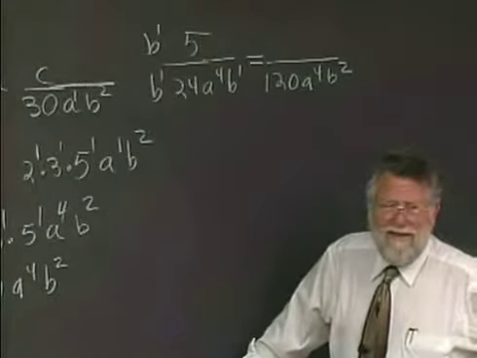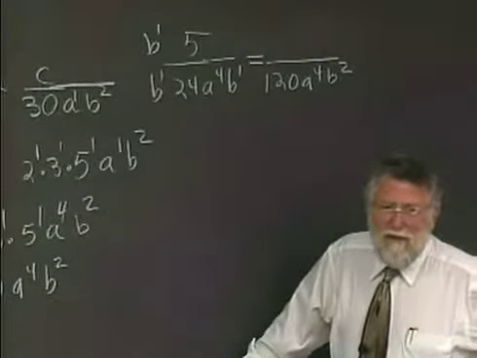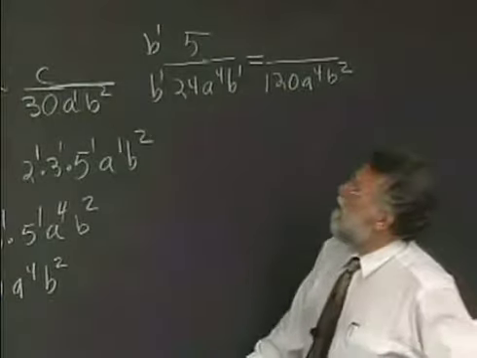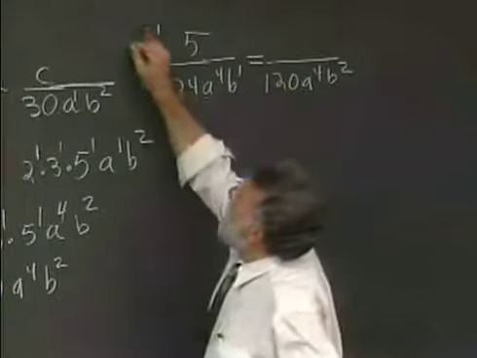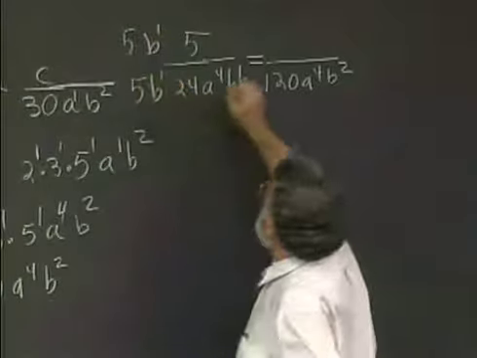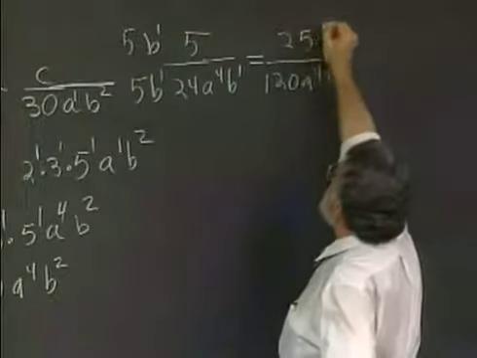You want to try again? 24 into 120 would go 5? Because 6 times the 4 would give you 24. So we're going to put a 5 here and a 5 here. So your answer is 25b.